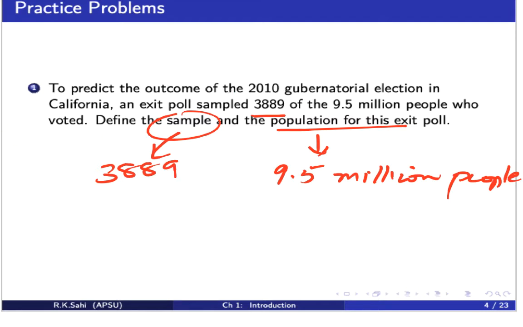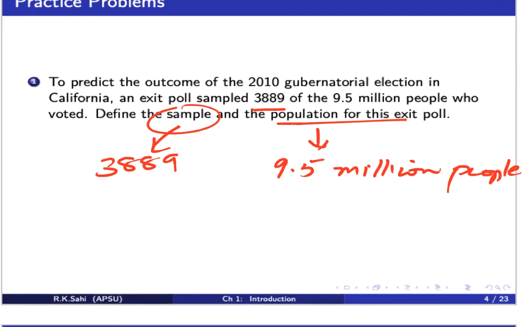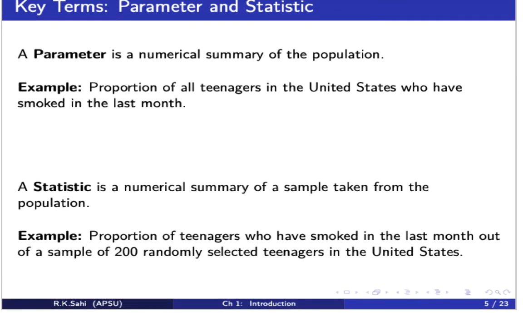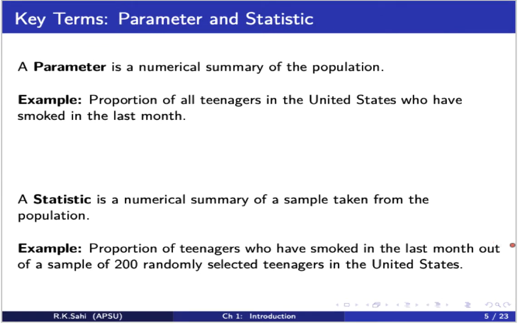The other term we talked about earlier is a parameter. That is a numerical summary which we apply to a population. For example, we would like to look at the proportion of all teenagers in the United States who have smoked in the last month. Remember, the P of parameter goes with the P of population. So any numerical summary of a population, guys, will be called a parameter.